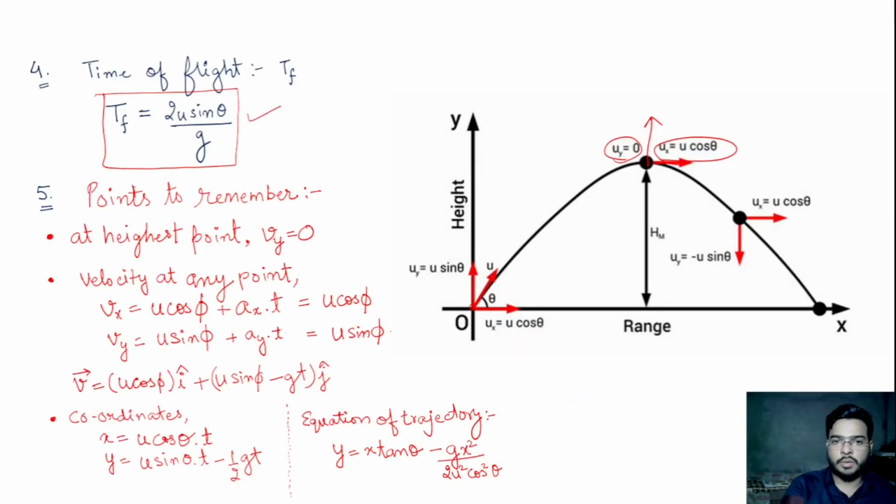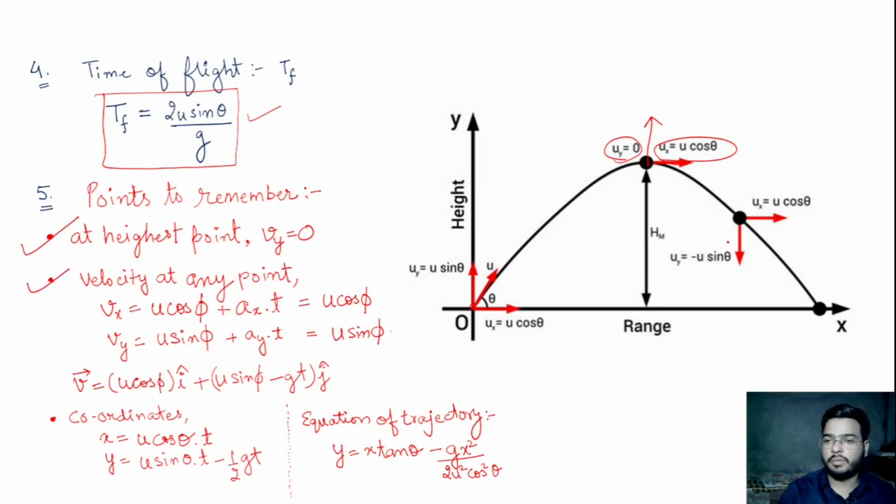Okay, so now coming to the next points that are to be remembered by you. The first point is the very basic point that we have already discussed, that at the highest point the vertical velocity is equal to 0, because at this point there is no vertical motion at all. After this point the ball is moving downwards, not upwards. Second point, the velocity at any point we can calculate here.